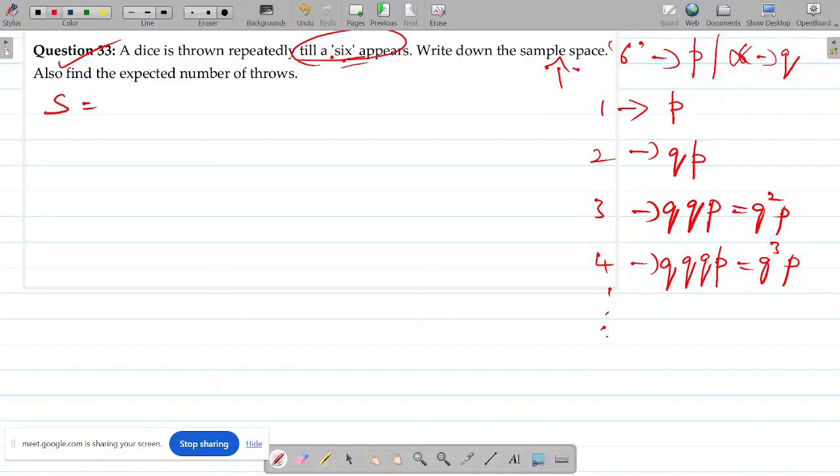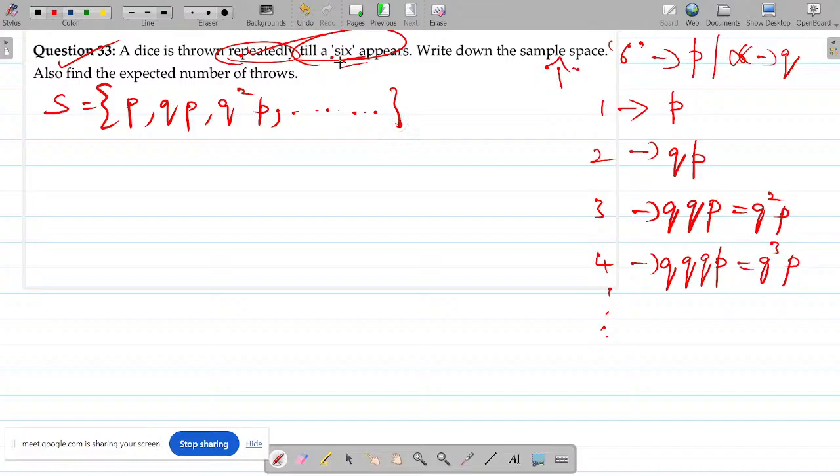Stop a minute. You can throw as many number of times. So what's the sample space? It can be P, comma, QP, Q square P. It goes on and on. There's no end. Whenever you get it, you stop.